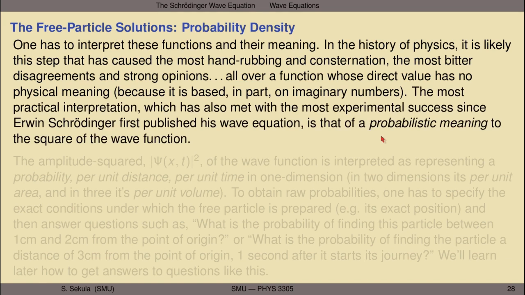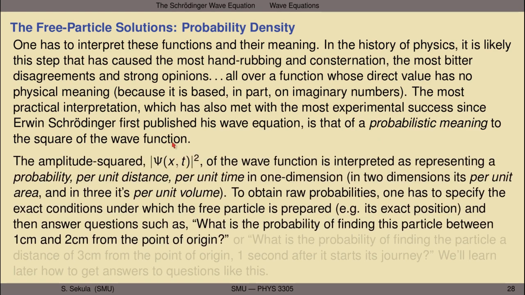Now, the most practical interpretation, one which has also been met with the most experimental success since Erwin Schrödinger first published his wave equation, is that of a probabilistic meaning to the square of the wave function. That is to say, this thing, the magnitude of psi squared, this amplitude squared of the wave function, is interpreted as representing a probability per unit distance, per unit time, in one dimension. In two dimensions, it's per unit area, and in three, it's per unit volume.